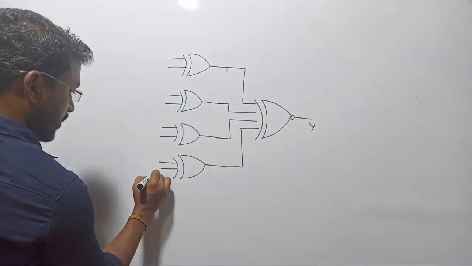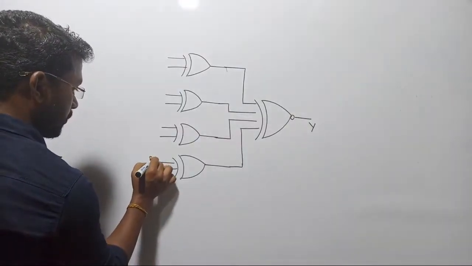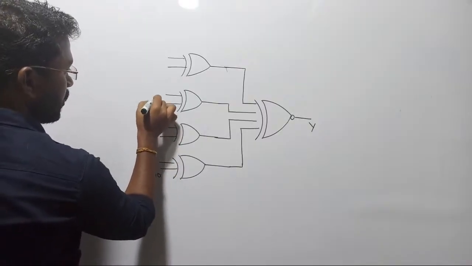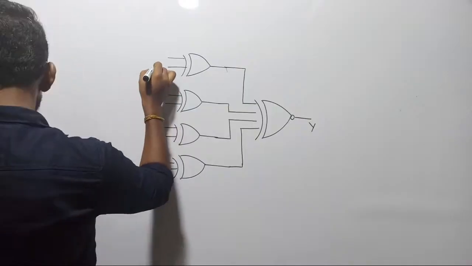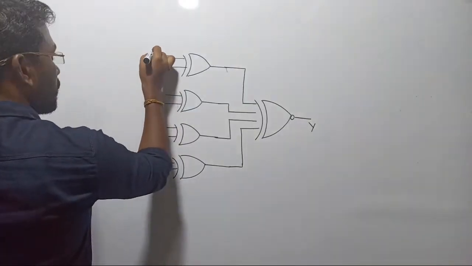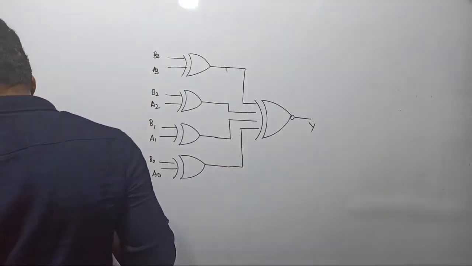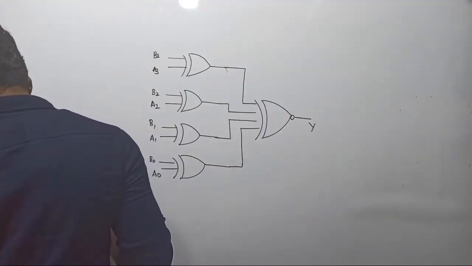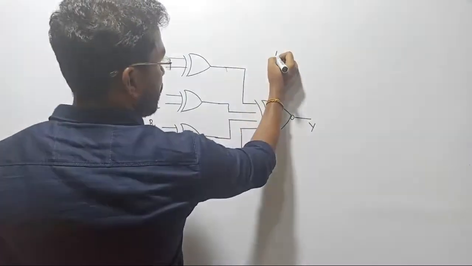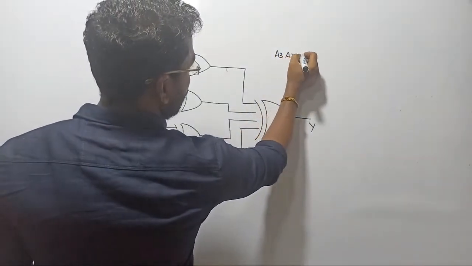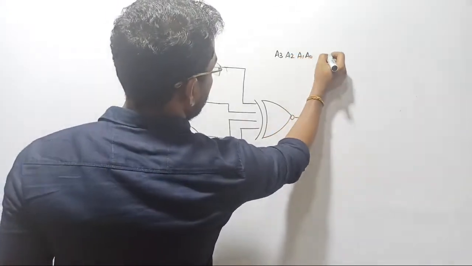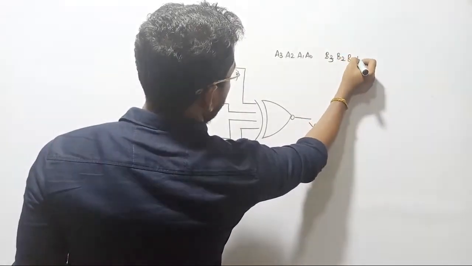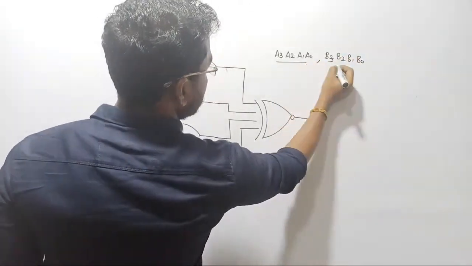They have started here and mentioned A0 B0, A1 B1, A2 B2, A3 B3, right? And they are considering the order as A3 A2 A1 A0 B3 B2 B1 B0. That is the order that they are considering, which is given in the question.